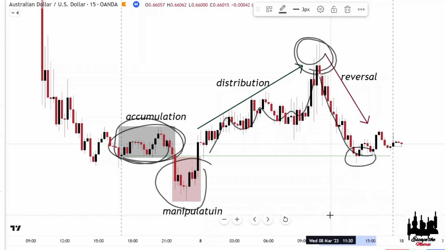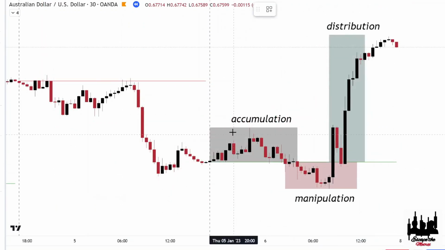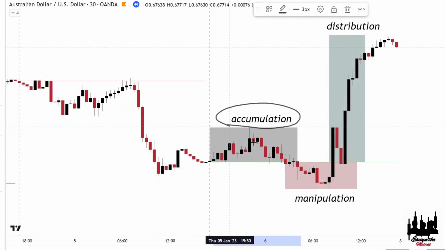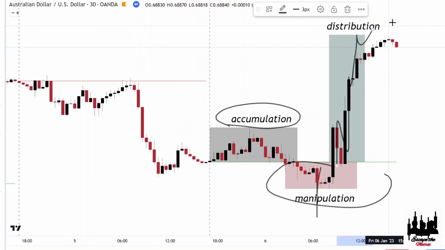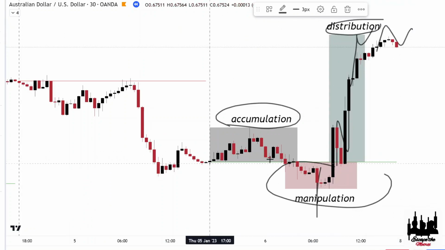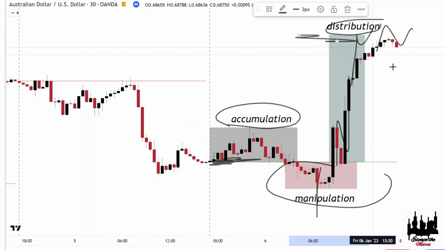Let's go into the continuation example. So here we have our continuation cycle. So price accumulated, took out the accumulation, forced the wick, and expanded, and never reversed. So the day started off right here with the daily open and closed above with no reversal.